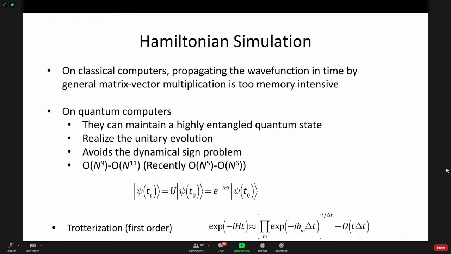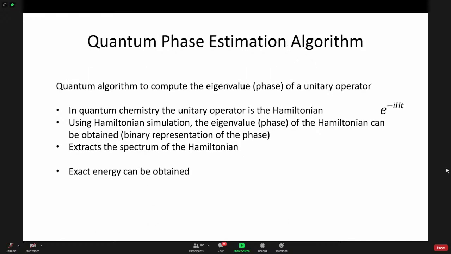subroutine of the next algorithm, which is the quantum phase estimation algorithm. Quantum phase estimation is an algorithm to compute the eigenvalue, as a phase, of a unitary operator. In quantum chemistry, the unitary operator comes from the Hamiltonian, so the eigenvalue is the molecular energy. Using the Hamiltonian simulation, the eigenvalue of the Hamiltonian can be obtained in a binary representation of the phase. By doing that, we can calculate the exact energy, which is the full CI energy. This is what we were looking for.